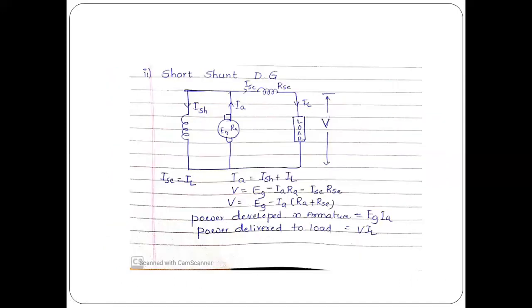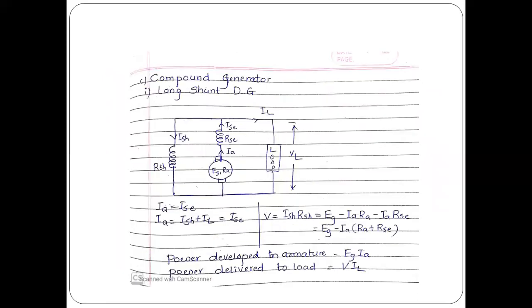In both cases we have long shunt and short shunt. Here in the short shunt, part of this field winding is connected in parallel with the armature, and part of this field winding is connected in series. That's why we call them the series field winding and the parallel or shunt field winding. We are dividing it so that some part is connected in parallel to the armature and some part in series.